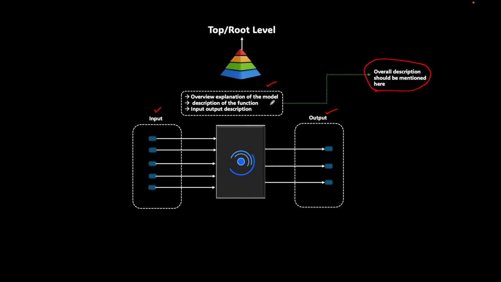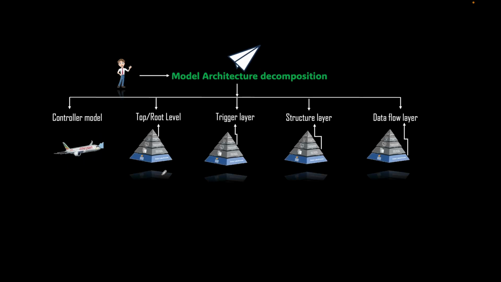The description of all the functions that are being implemented in this diagram or model should be there at this level. The input and output description also should be there at this level. What these inputs are all about and what outputs the model is giving is the main important aspect which we should give in the annotation in the form of some description. So this is the top layer. The top layer is done now. Now we will be moving to the trigger layer.